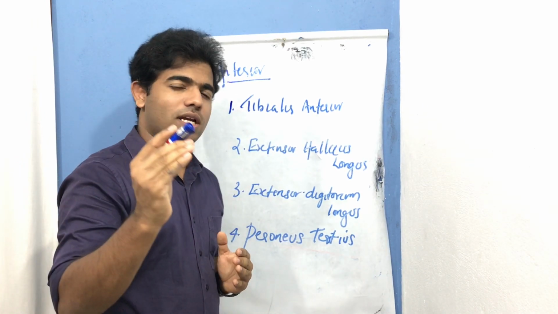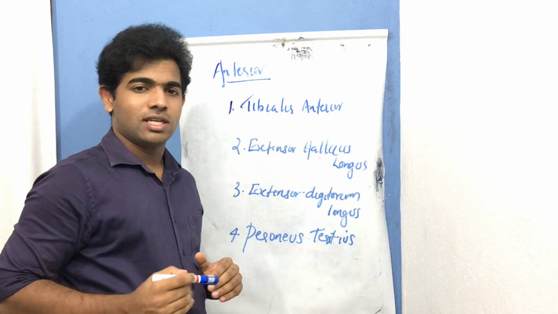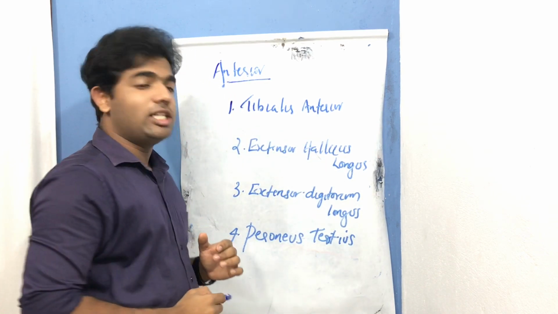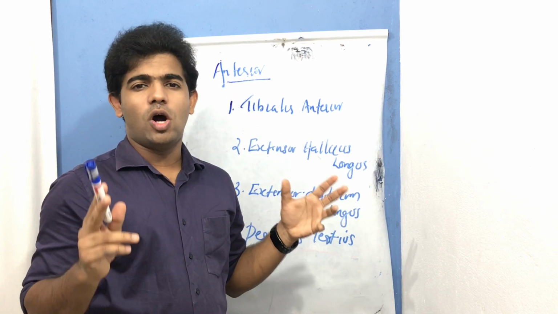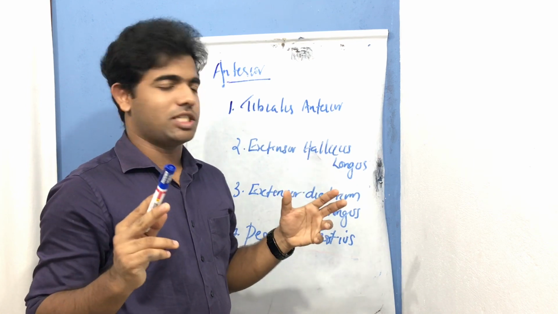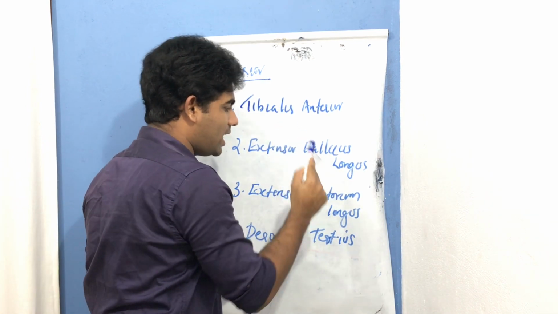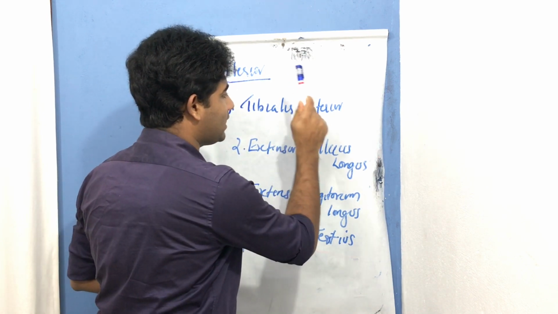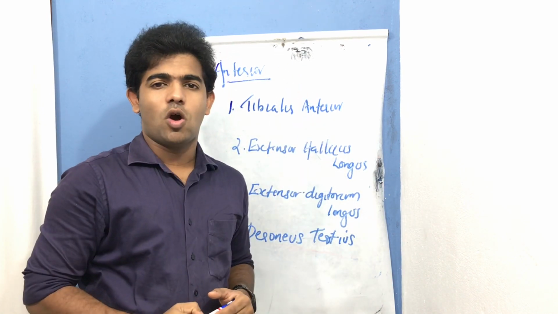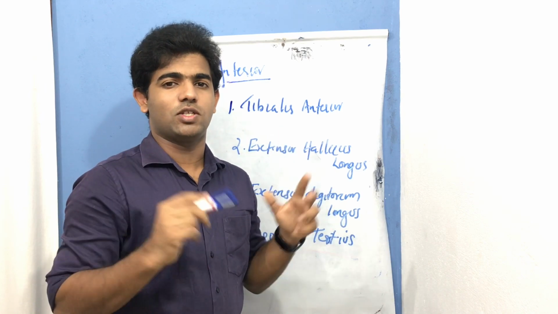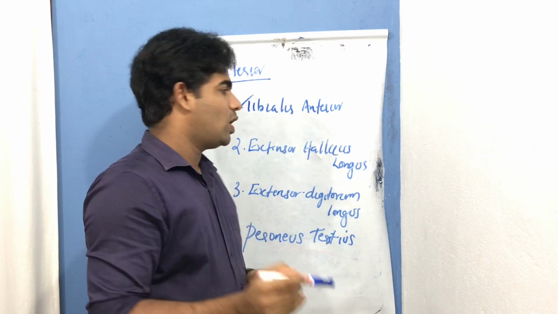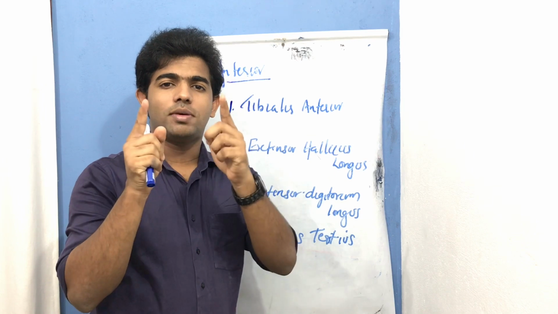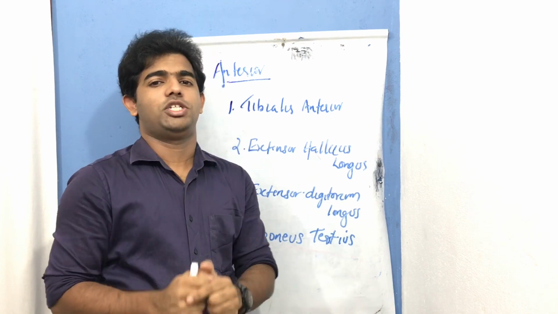And I told you these muscles have some common points. All of these originate from the interosseous membrane, and all of them have the deep peroneal nerve as the common nerve supply, and all of them act as dorsiflexors of the foot. Now let us examine the muscles one by one. The first muscle is tibialis anterior.